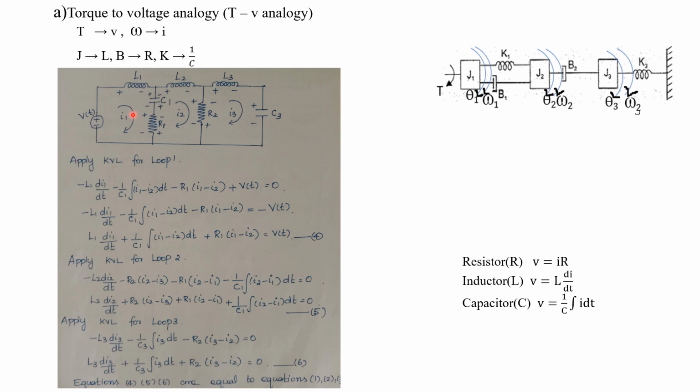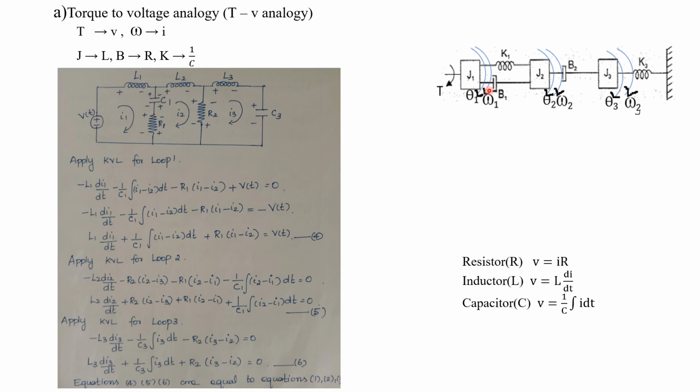The elements which are connected only to J1 should be drawn here as well as here. The elements which are common to both J1 and J2 should be drawn here, and the element which is connected only to J2 should be connected here, and the element that is connected between J2 and J3 should be connected here, in series. Now the elements which are connected only to J3 should be connected here and here. No need to connect any elements here because this will be considered as ground.